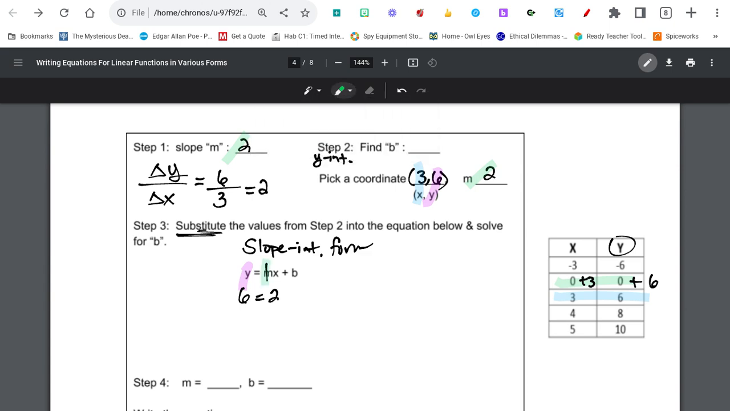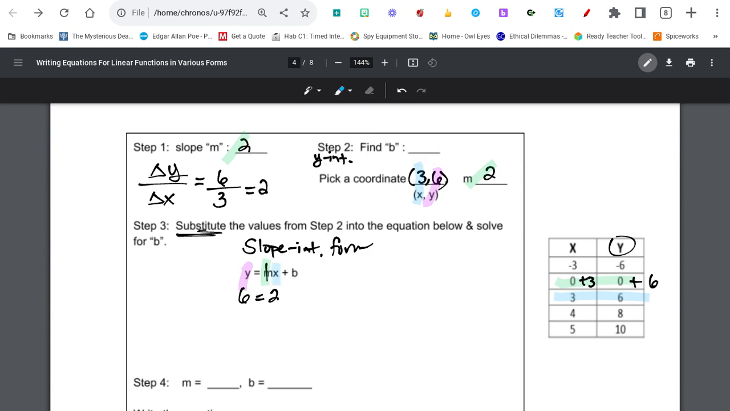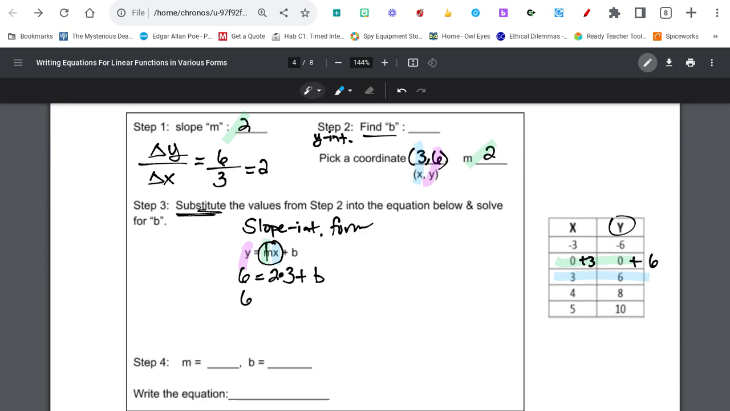Trying to color code for y'all. Did I have an x in step 2? I had an x in step 2, of 3. So I replaced that with a 3, and it's multiplication because these two are mashed together. Plus b. But did I have a b in step 2? Nope, sure didn't. That's why they asked me to find b.